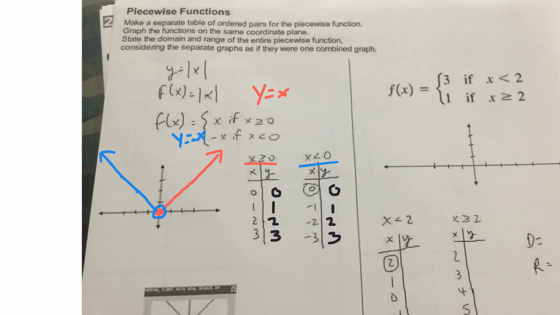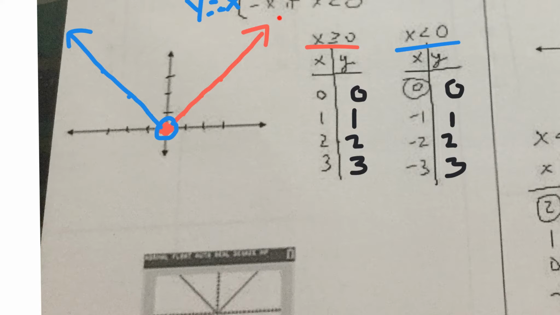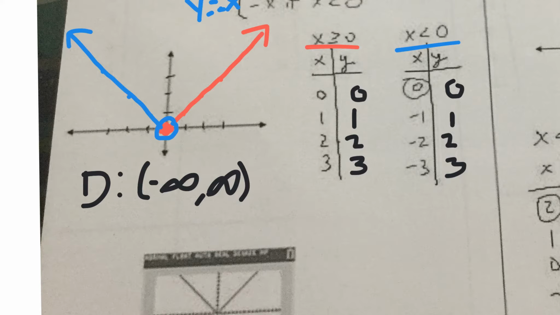Now it tells me to identify the domain and range of this piecewise function. So we're looking at the entire thing. The domain is the list of x values. Well, the graph goes forever towards the left and the right, so the domain would be all real numbers from negative infinity to positive infinity. The range is the list of y values. So the lowest possible y value doesn't happen until we get to 0, and 0 is included, so I put a bracket, and then the graph goes up forever, so the highest y value would be positive infinity.